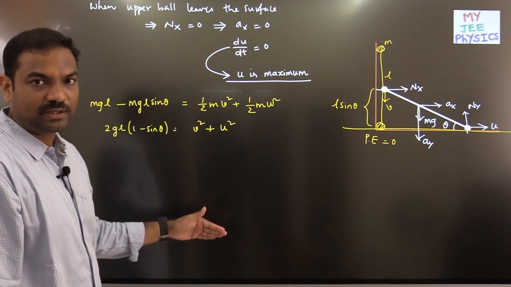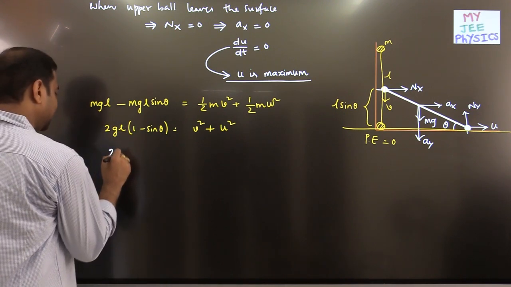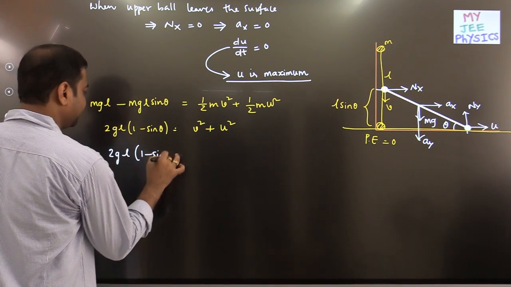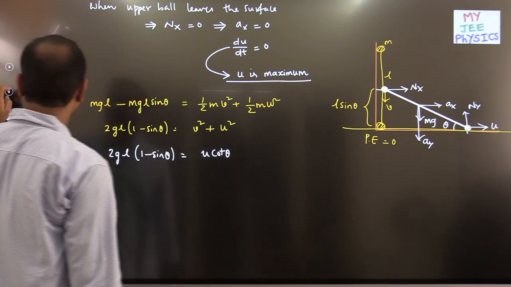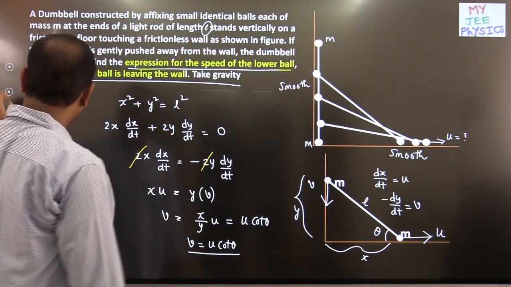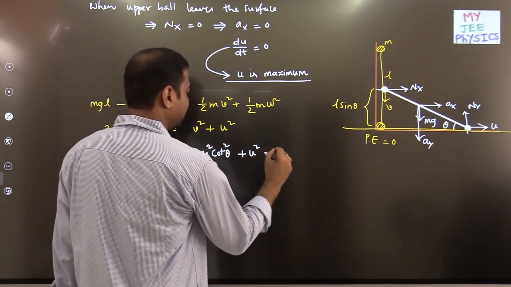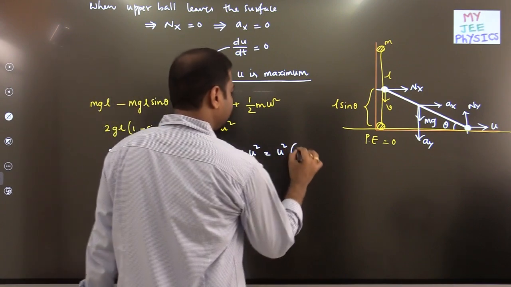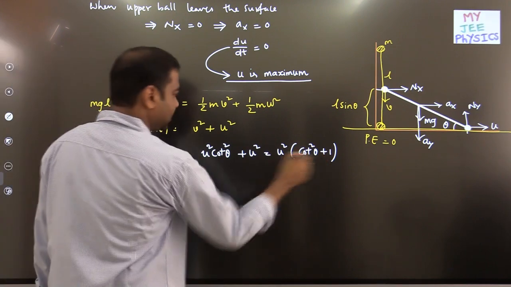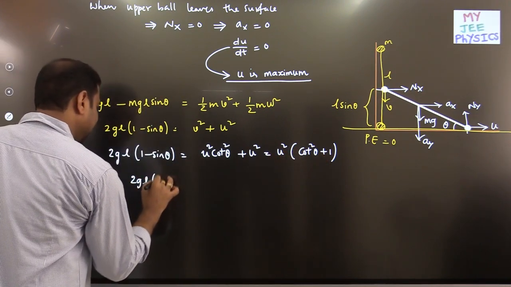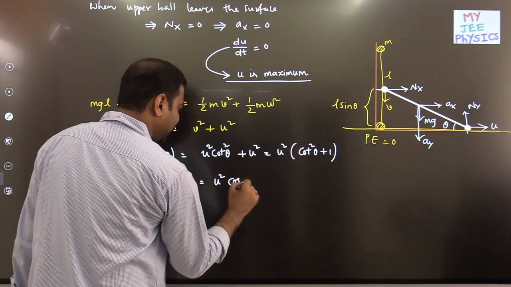So from this you can find the u value, then I can go for the maximum value of u. So let us go with the u value as a function of theta. 2gL into 1 minus sin theta is equal to v square plus u square, and v is nothing but u cot theta, as we have already seen in the previous expression. So v is equal to u cot theta, then u square cot square theta plus u square, I can write as u square into cot square theta plus 1. Am I right? Cot square theta plus 1 becomes cosecant square theta, so 2gL into 1 minus sin theta is equal to u square into cosecant square theta.